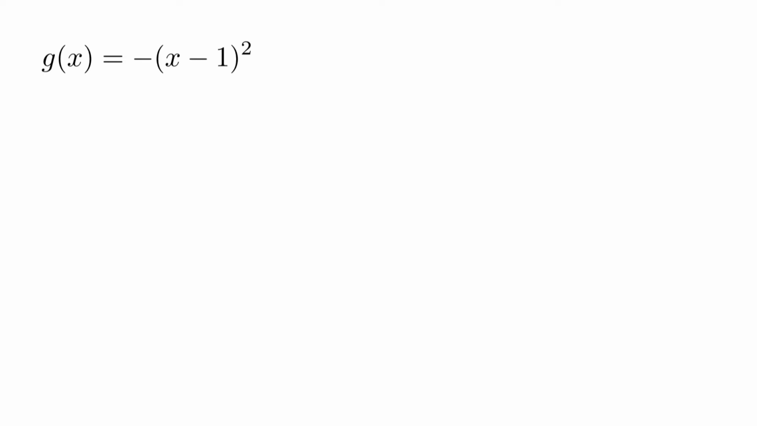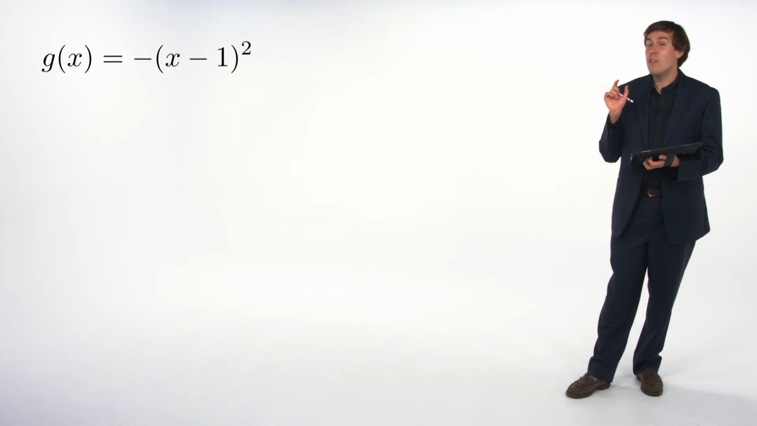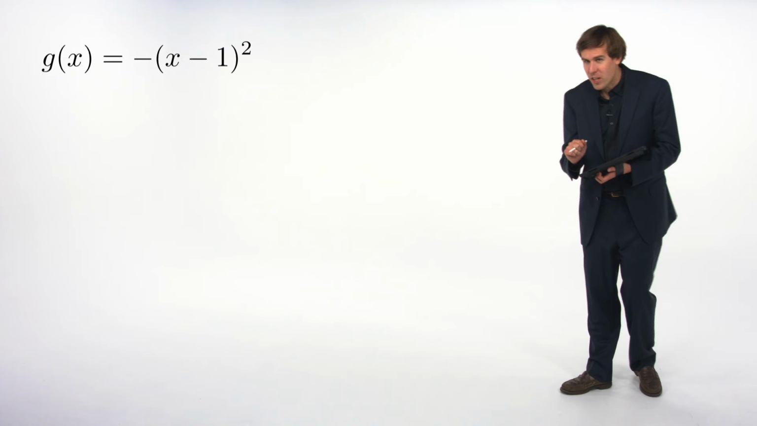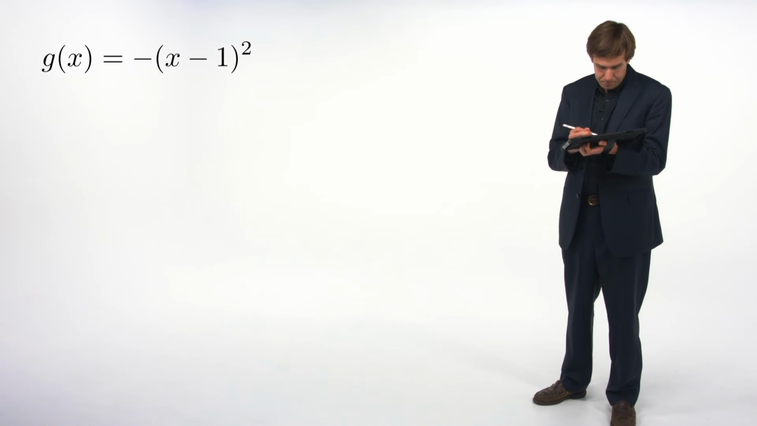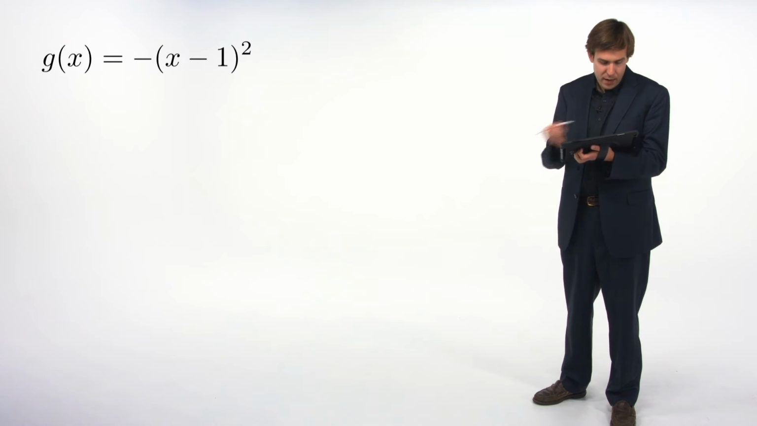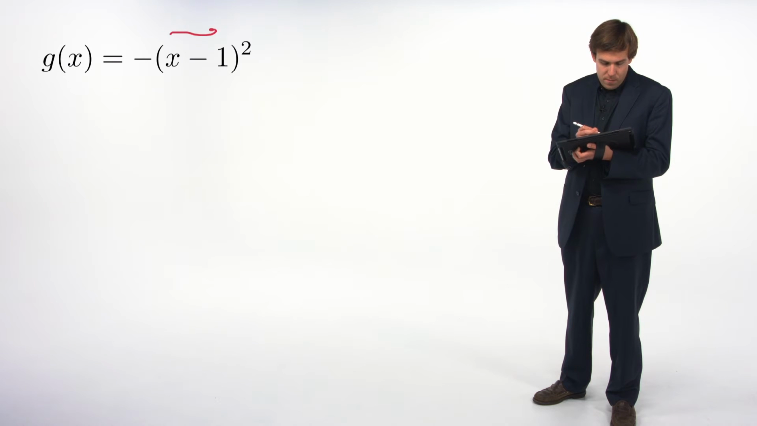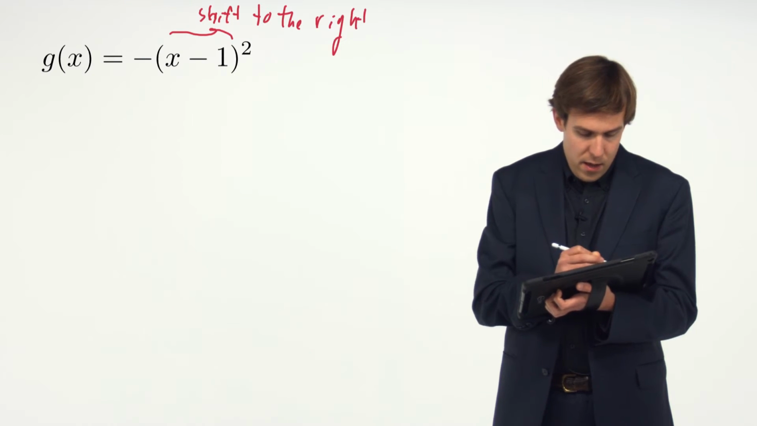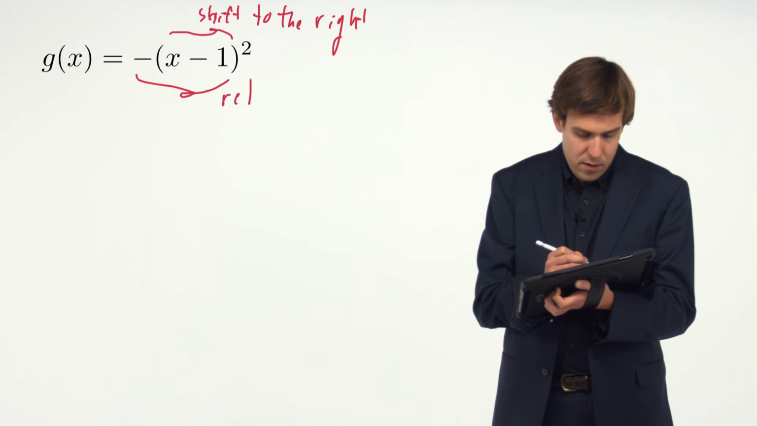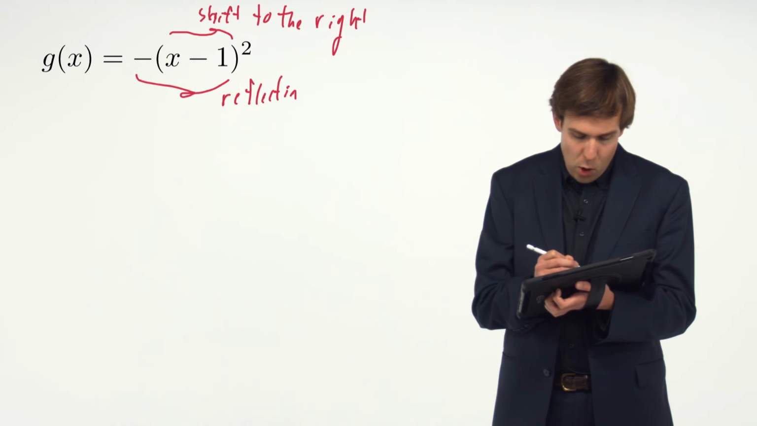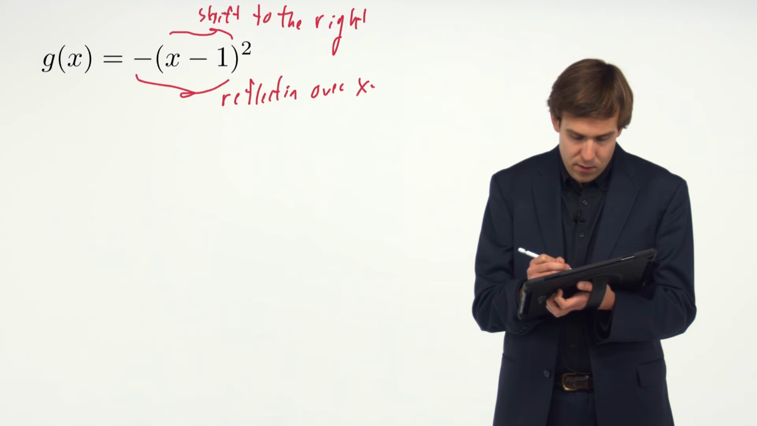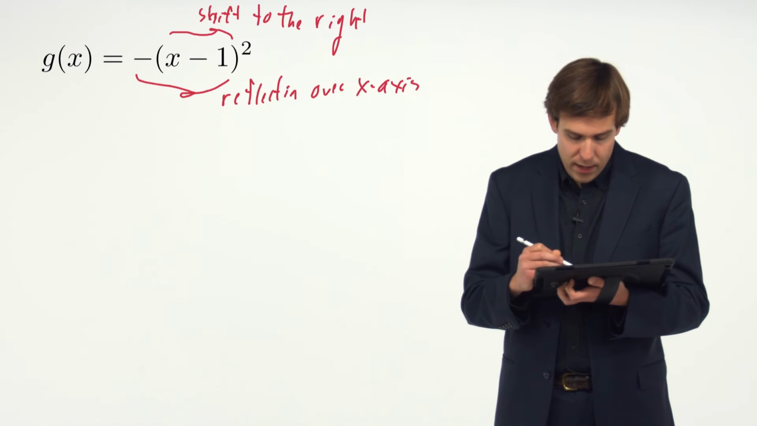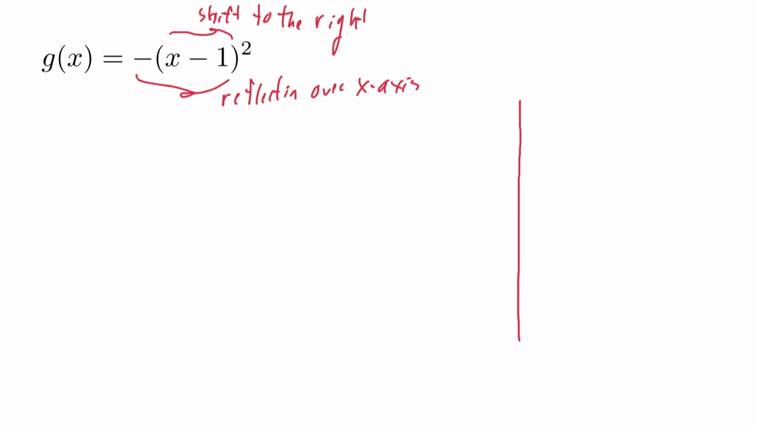So we can look at a more delicate example here. I'll have not only a translation inside of the argument, but a reflection. So let me start by annotating my function. So here I have a shift to the right, and then I have a reflection over the x-axis. So how does this manifest geometrically?